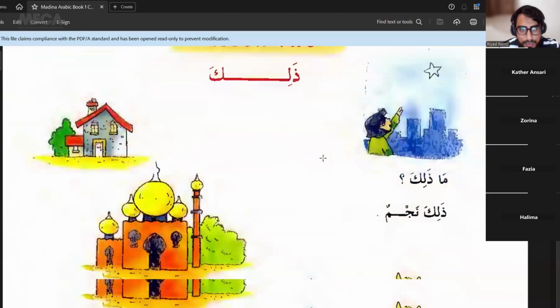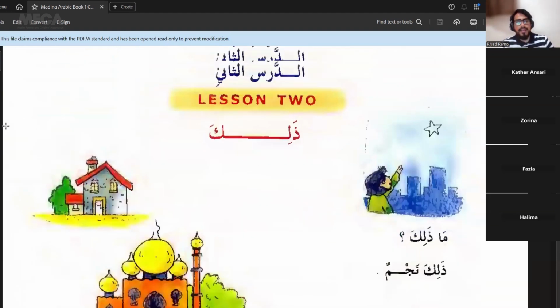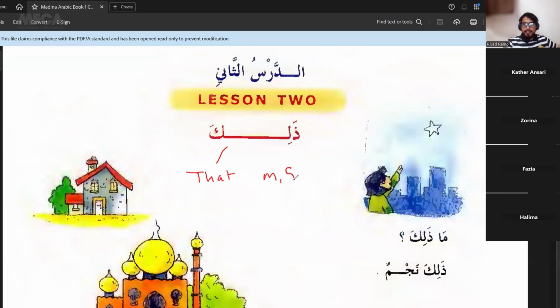Now chapter 2. Now we're saying ذلك. ذلك is what? What is it in English? That. What is that? Dhalika. Who is that, but what is it referring to? Is it singular? Are we talking about plural and feminine? Masculine, male, singular. Dhalika is referring to words that are only singular and masculine.